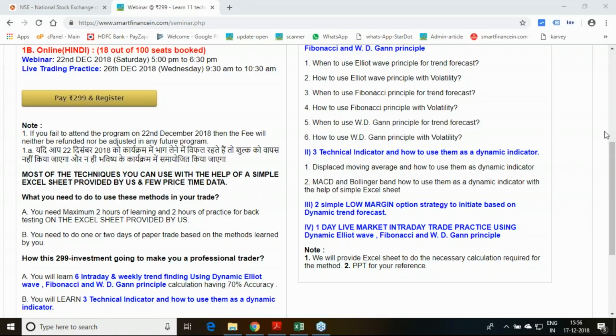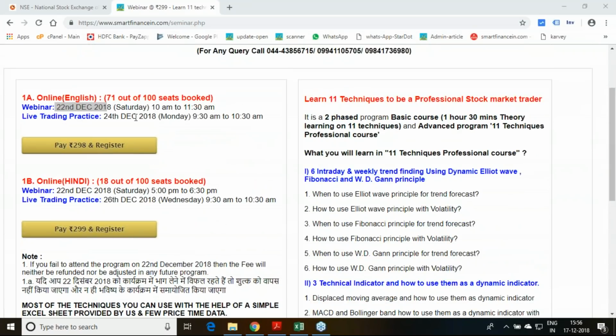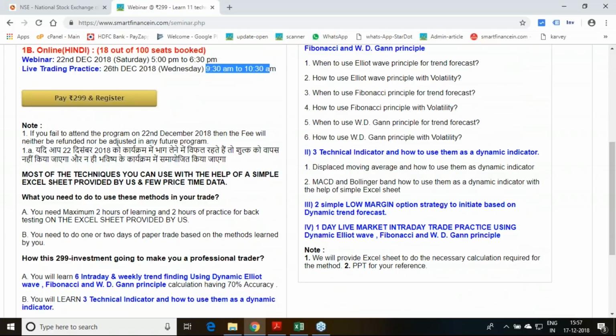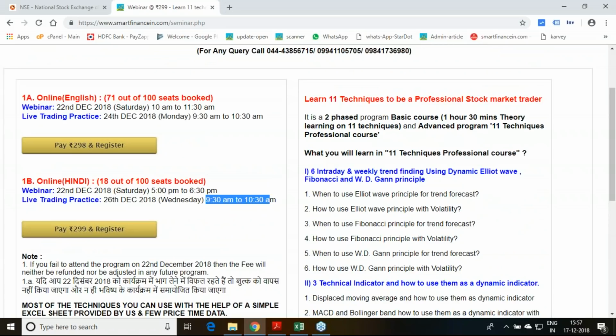Based on the group you associate with, your live session will be scheduled. If you are joining the English batch, which has only 29 seats vacant now, your live session will be on the 24th. If you are joining the Hindi batch, your live session will be on the 26th December. That will be in a live market. The same principles you have learned using your Excel sheet, you can verify in the live market, whether these methods really work or not.